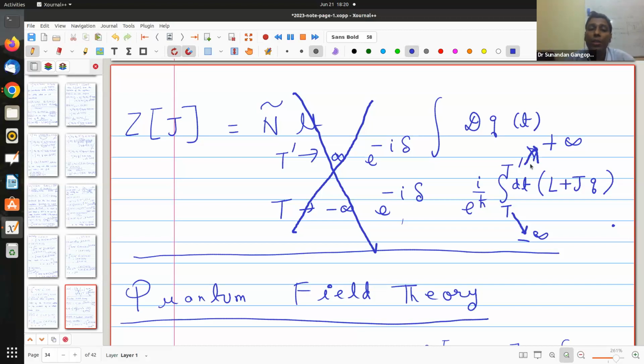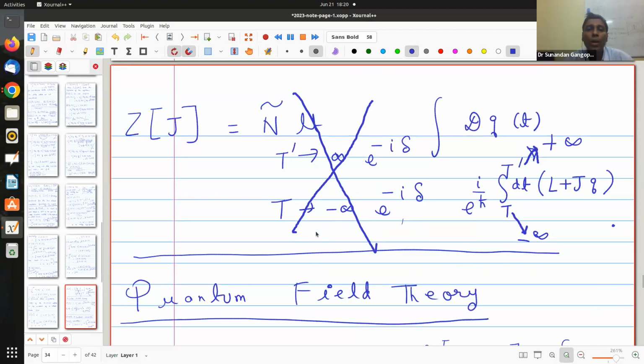It is an object from which you can obtain all the correlation functions by just functionally differentiating with respect to the external source J and then setting the result to J equal to 0. So that is why this object is very crucial.